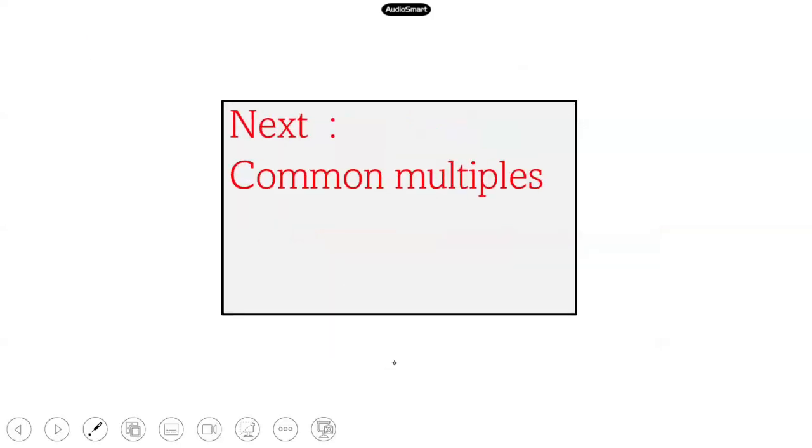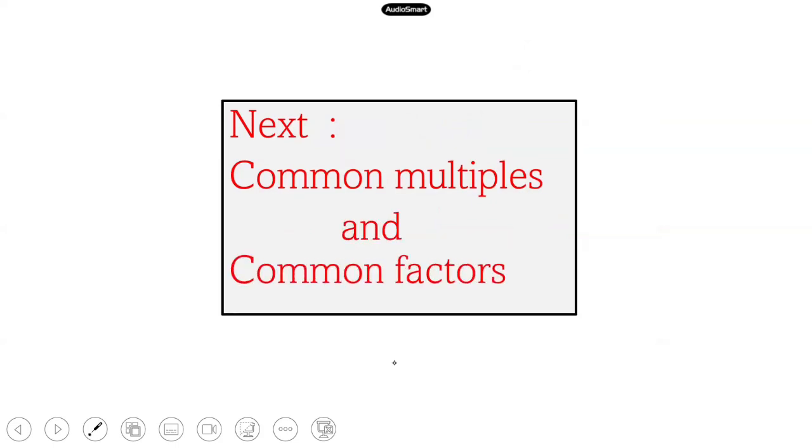Now, the next topic will be common multiples and common factors.